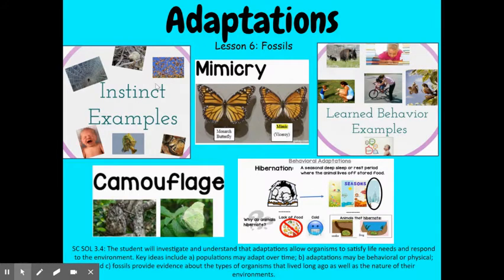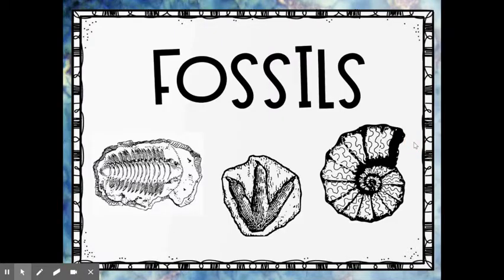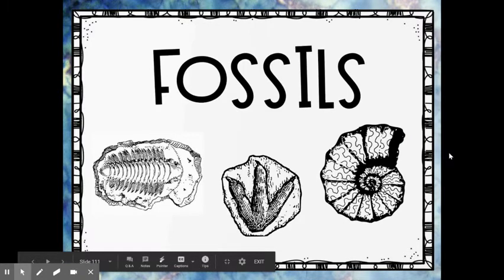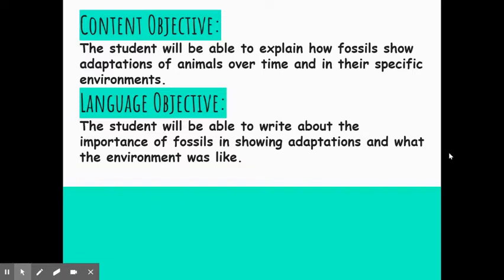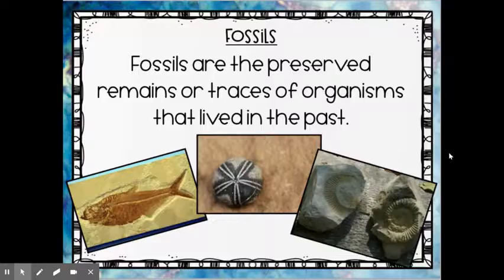We've also learned about instinct, right? And learned behavior, being taught certain behaviors. But today, like I said, we are talking about fossils. So by the end of today, you'll be able to explain how fossils show adaptations of animals over time and in their specific environment. And you'll be able to write about the importance of fossils in showing adaptations and what the environment was like around them.